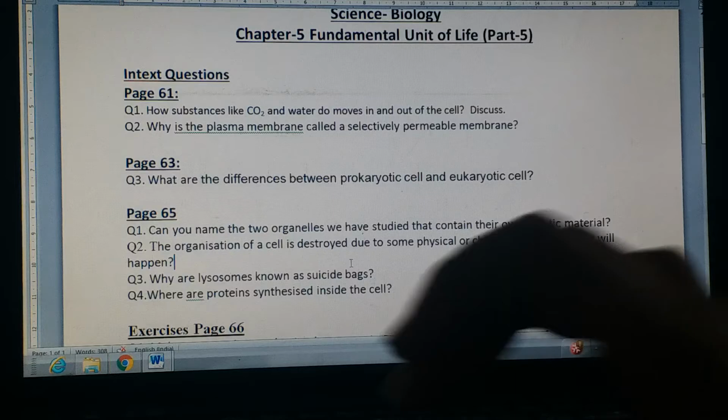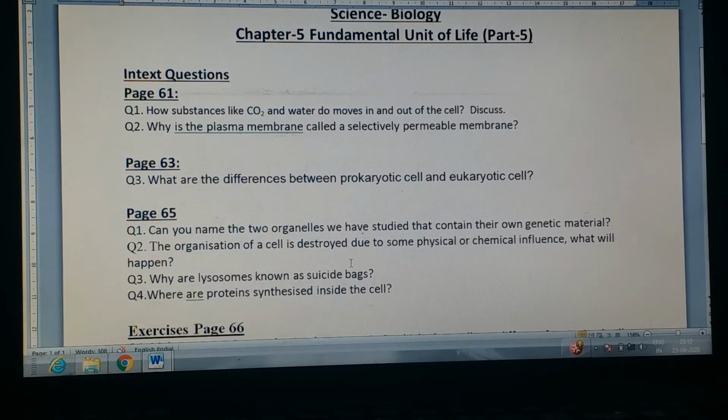And in a case when the cell is destroyed due to any reason, then what will happen? The lysosomes also burst. They burst and they digest the complete cell itself. They digest their own cells. That is why they are known as suicide bags of the cell.